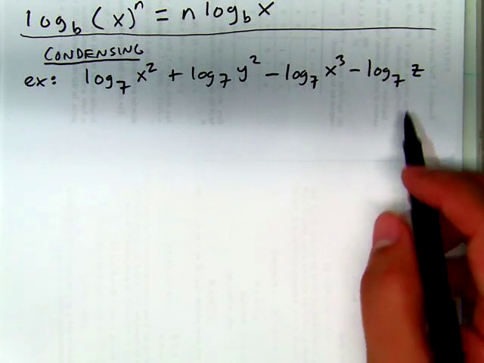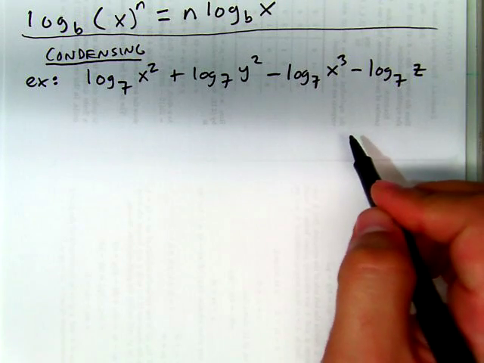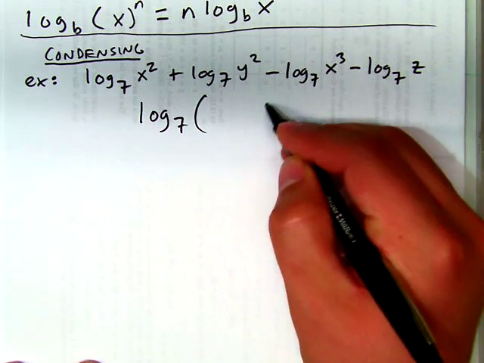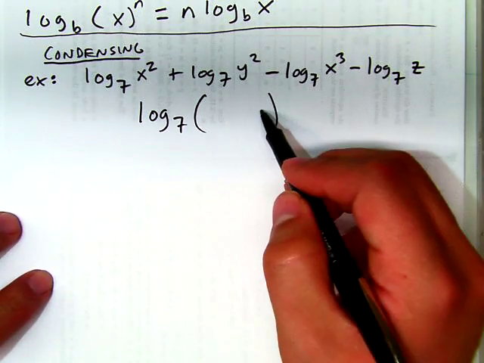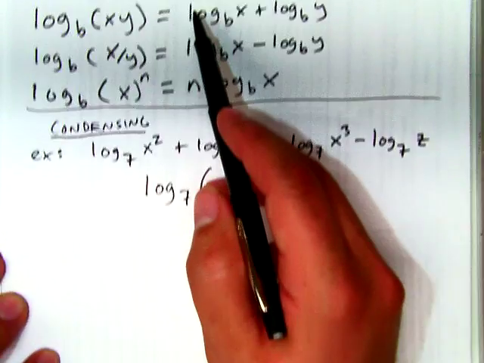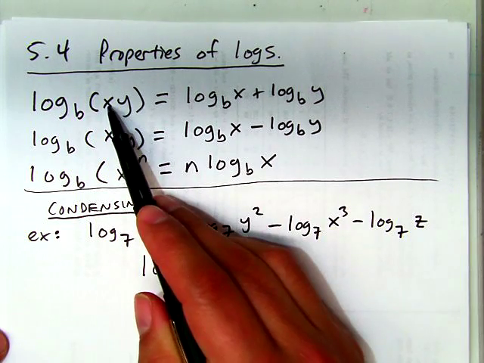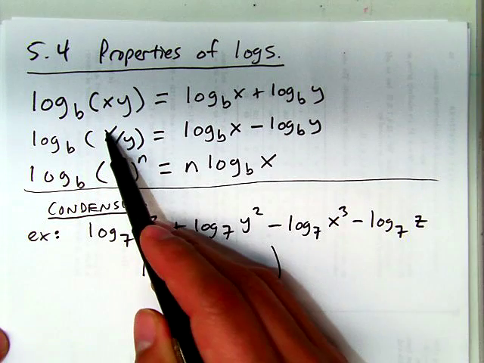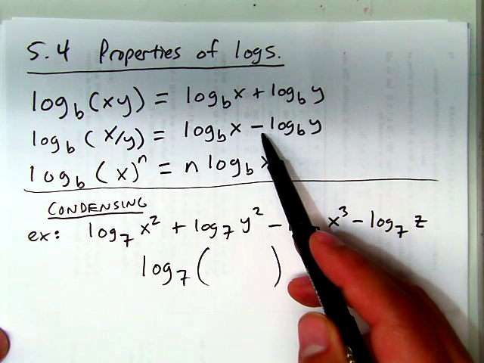Okay, so the way I look at this, when you're condensing, you're going to try to squish them into one log. So it's log base 7 of something. So all four of the logs that you see here are going to combine to give you one argument. And based on these properties, any log that's positive, the argument, in this case x or y, is in the numerator. The only time we have anything in the denominator is if there's a negative in front of the log.